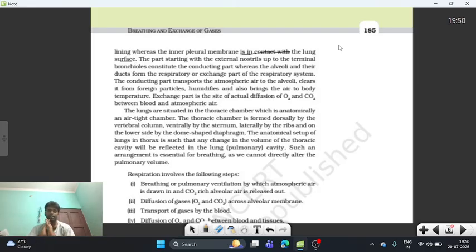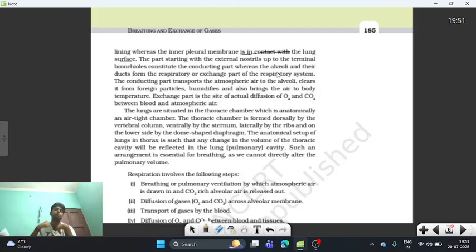This line explains the part starting with the external nostrils up to the terminal bronchioles. From the external nostril to the terminal bronchioles constitute the conducting part, whereas the alveoli and other ducts form the respiratory or exchange part. One is the conducting part and one is the exchange part.